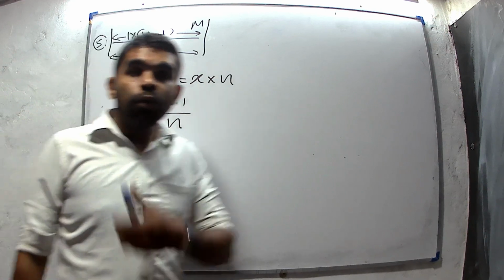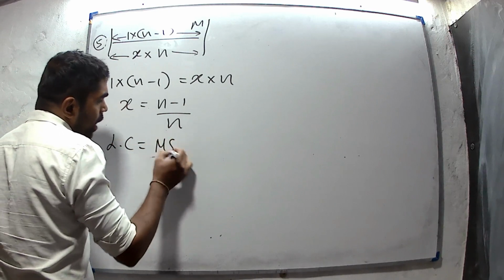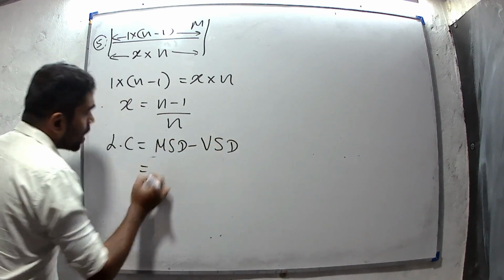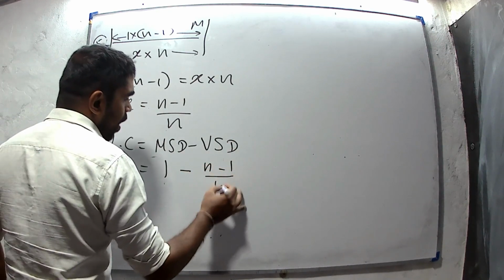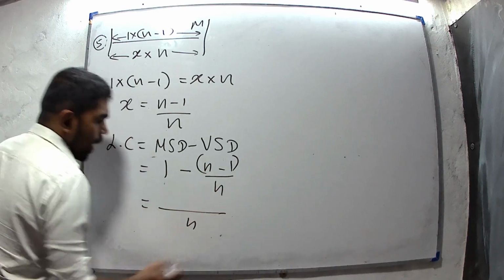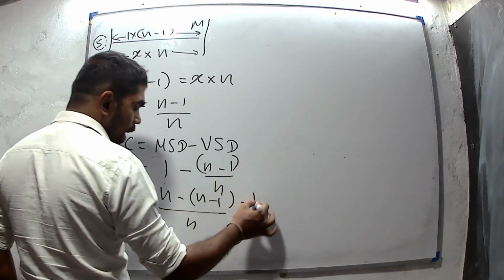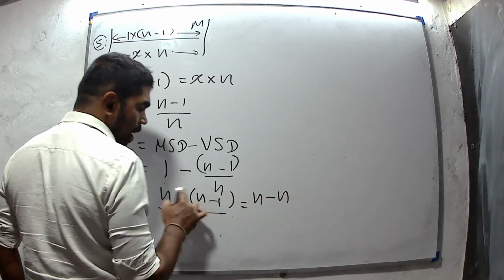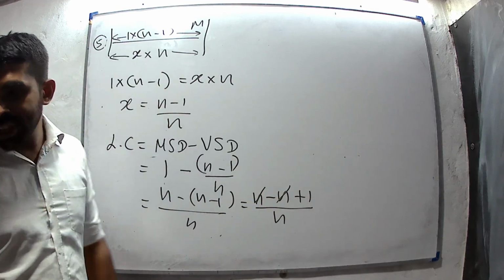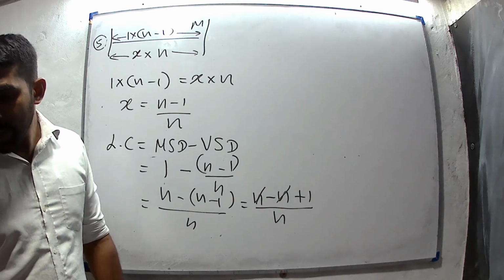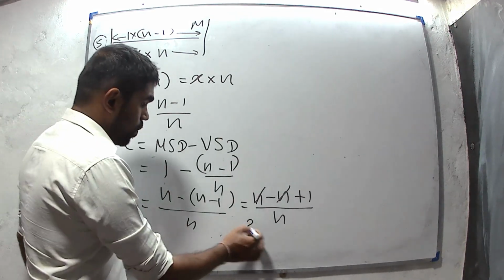It is the length of vernier scale division. Then we can find least count is main scale division minus vernier scale division. Main scale division is 1, minus vernier scale division, this value (n minus 1) over n. We can simplify: n times (n minus 1). Then we can remove the bracket: n minus n plus 1, divided by n. 1 over n is the answer. Then the answer is the second one for question number 5.